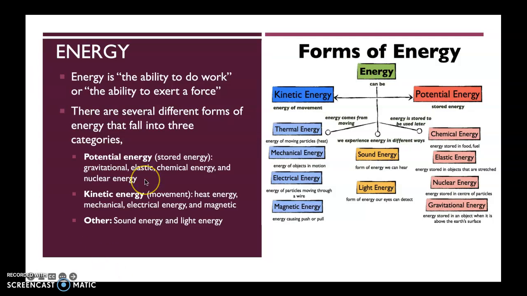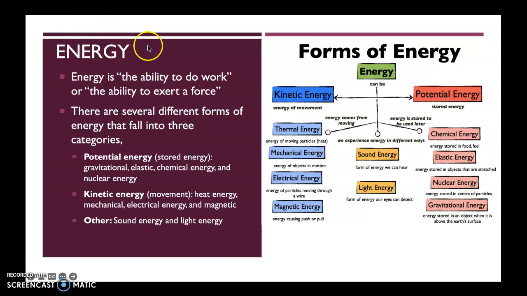All right, this video is going over the second part of the work power energy unit, which is the energy portion. So let's get right into it and get into some definitions here. First of all, there's energy. What is energy? Energy is the ability to do work or the ability to exert a force.